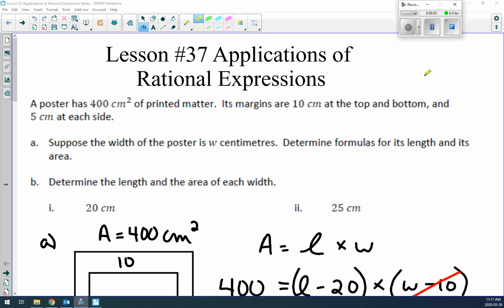Okay, so lesson 37 is the applications of rational expressions. What we're going to do is take the rationals that we learned in solving for rationals and apply them to a word problem.